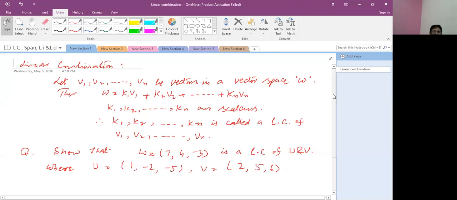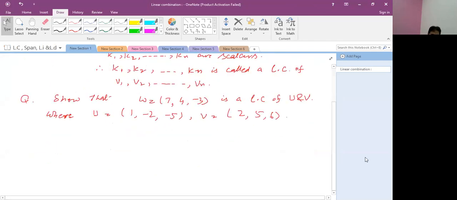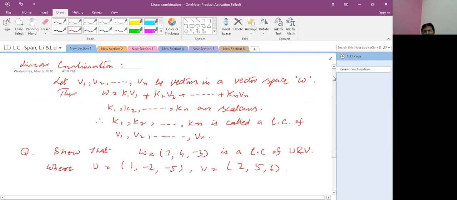Today we will talk about the linear combination, span, and whether vectors are linearly independent or dependent. So first we consider the definition of linear combination.